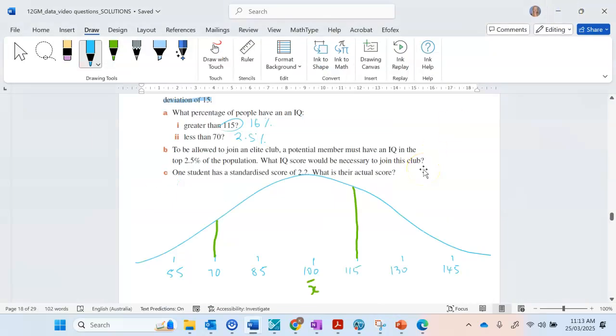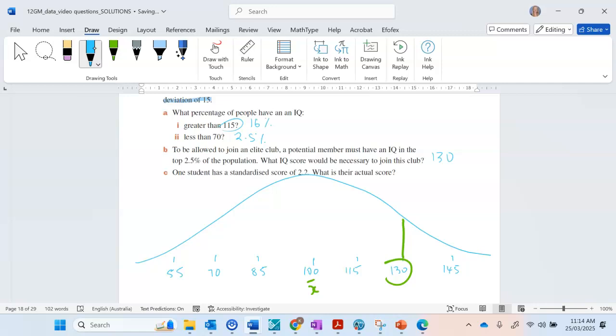All right, part B, to be allowed to join an elite club, a potential member must have an IQ in the top 2.5%. What IQ would be necessary to join this club? So the top 2.5 is 2 standard deviations above. So there, it's 130. So 130 or more.